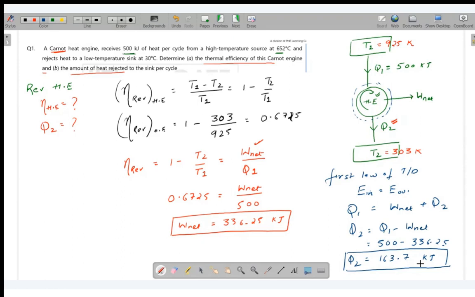Is it clear to everyone this question? Any doubt? First and second law questions are very simple. Heat engine and everything, heat engine, heat pump, refrigerator questions are very simple. Okay, so is it fine, everyone? Is it clear? Come on. It's quite simple. All the formulas we have already discussed.